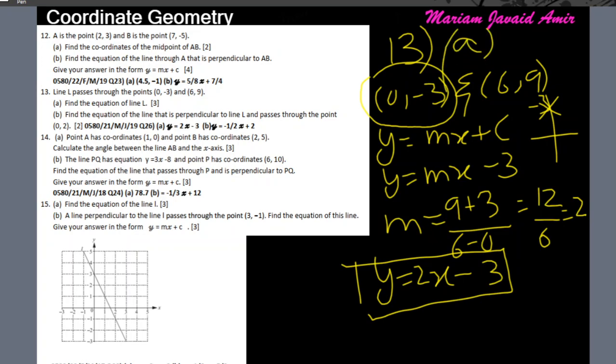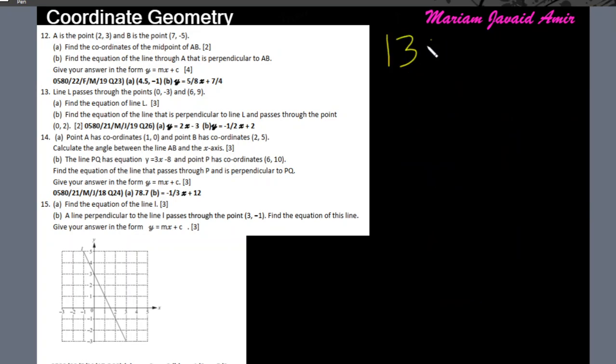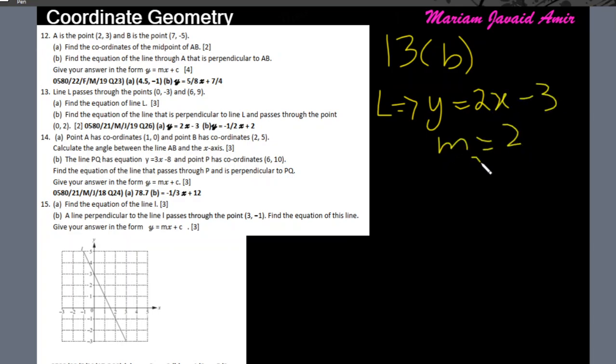Okay, 13b is find the equation of line that is perpendicular to L and passes through the point 0 comma 2. So L's equation was y equals 2x minus 3. Its slope is 2. So slope of L is 2, then a perpendicular slope will be, flip the sign and take reciprocal. This is 2 over 1, we'll write 1 over 2.